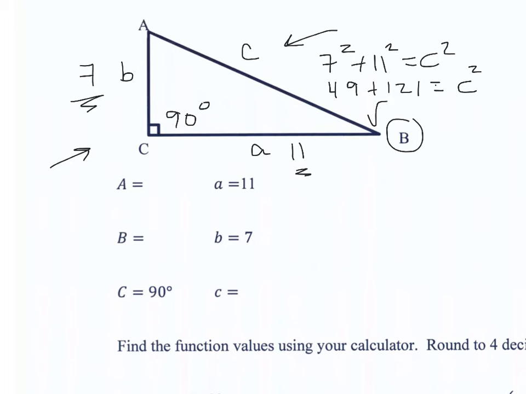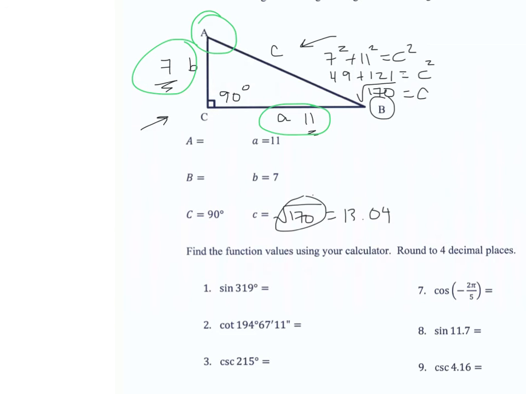So then we get c is the square root of 170, and we can't simplify the square root of 170. So we could write little c as square root of 170 or 13.04. We're going to leave it as a square root. So now I'm going to try to find the angles.